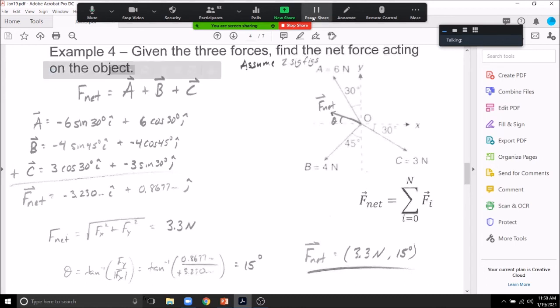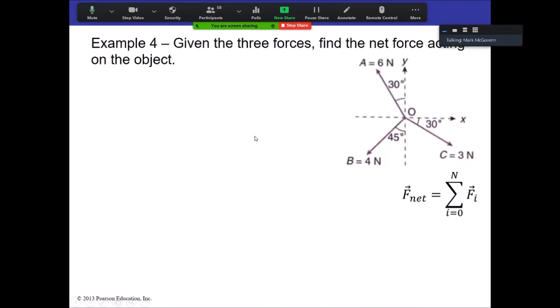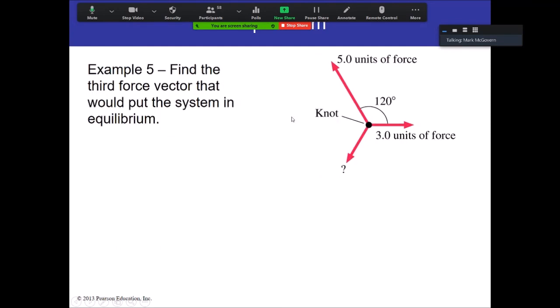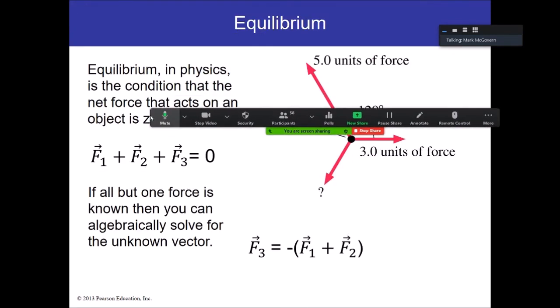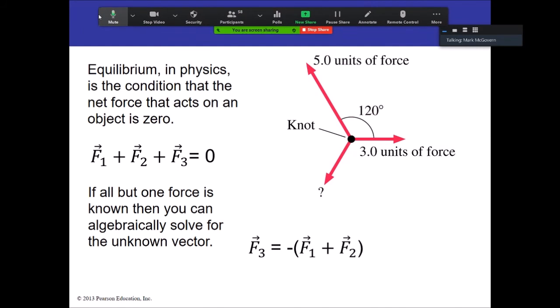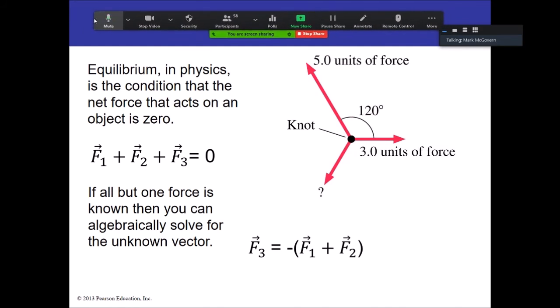So let's keep moving on to another problem, which is this problem right here. All right, here's another kind of problem. Very, very similar to net vector. This one, however, is what's known as equilibrium. And it's a subset of net vector problems. It's net vector problems where the net is 0. So you sum the vectors up and they equal 0. So very similar situation here.